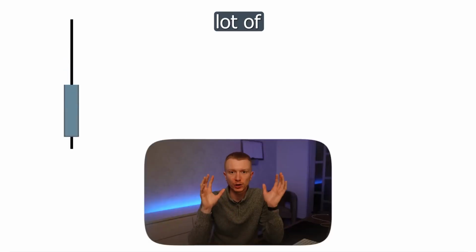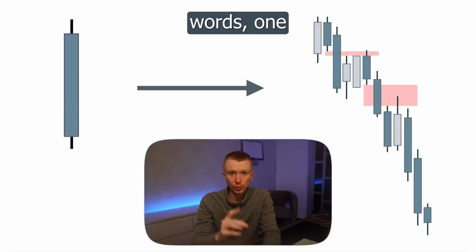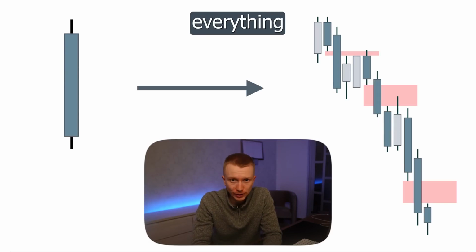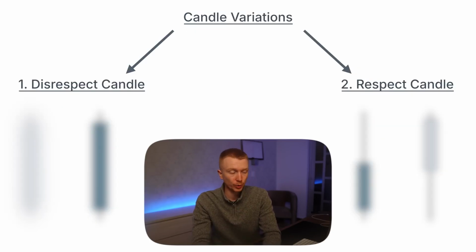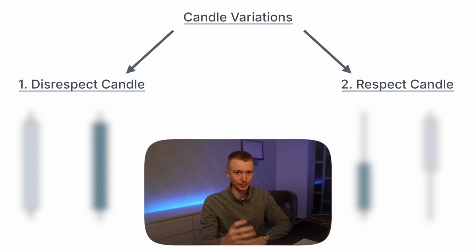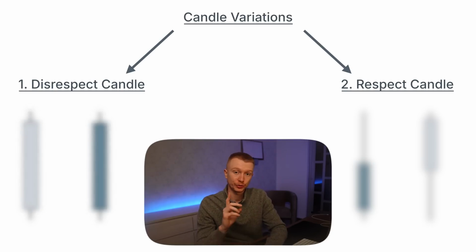One candle equals a lot of fair value gaps. In other words, one candle tells you everything about what price will do next. And I'll show you today how you can use that to your advantage. We're going to go over 4 different steps. In those 4 different steps, the first step is candle variations.